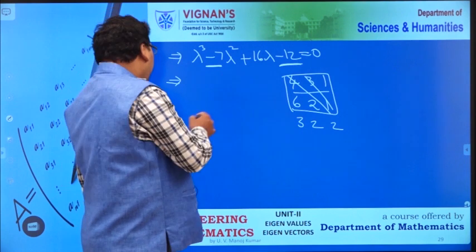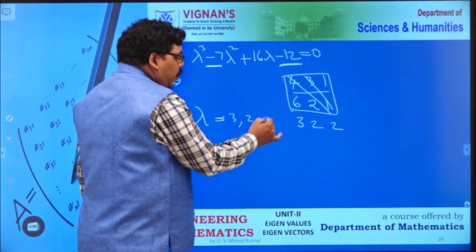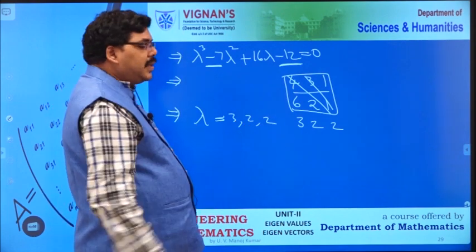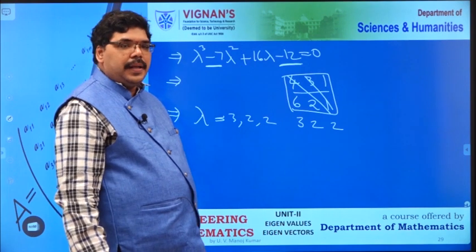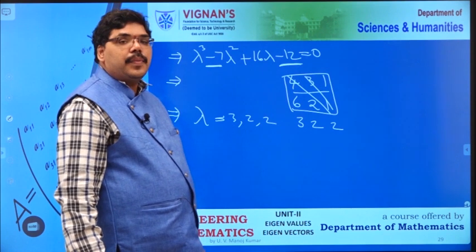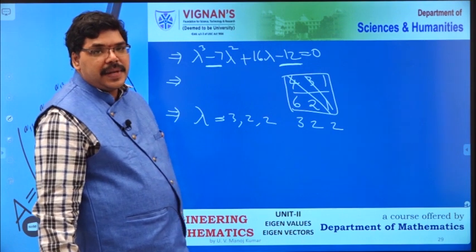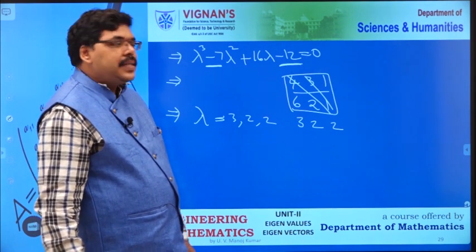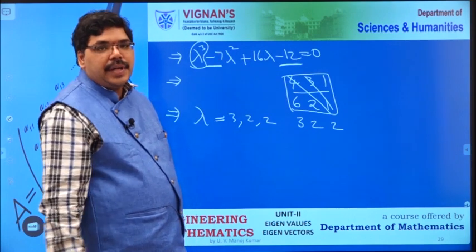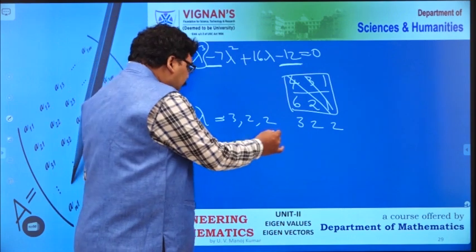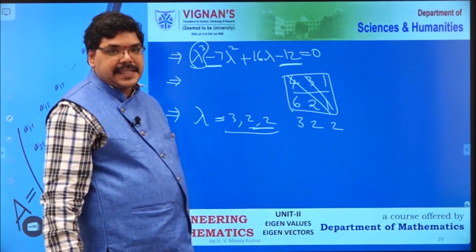So for this polynomial, the roots are lambda equals 3, 2, 2. You can factorize, or you can use your calculator to find the roots of that particular polynomial. The polynomial roots are 3, 2, 2. So the eigenvalues of the given square matrix are 3, 2, 2. Since the polynomial is of degree 3, we should have 3 roots, and among the 3 roots, 2 is a repeated root. 2 is repeated twice.